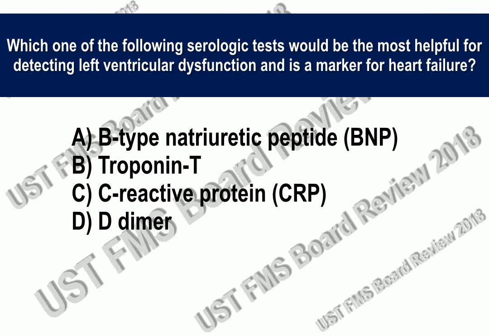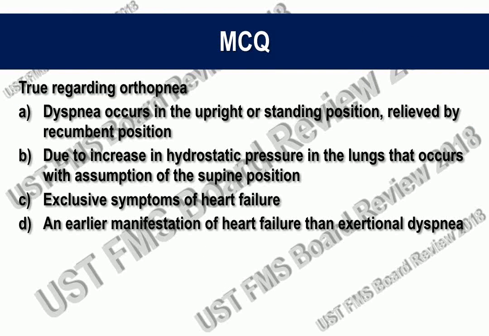Which of the following tests would be the most helpful for detecting left ventricular dysfunction and is in fact a marker for heart failure? So if your troponin T is a marker for cardiac injury or ischemia, for heart failure, it would be your B-type natriuretic peptide or your BNP. And this is also requested sometimes, both as a diagnostic and a prognostic marker in heart failure.